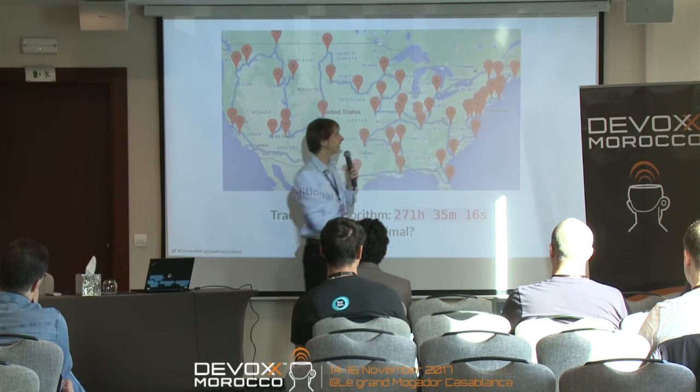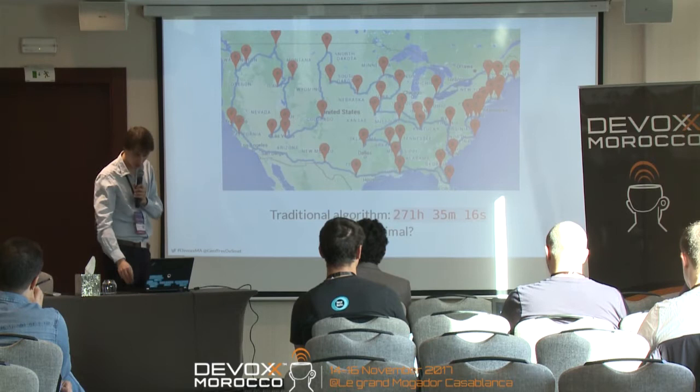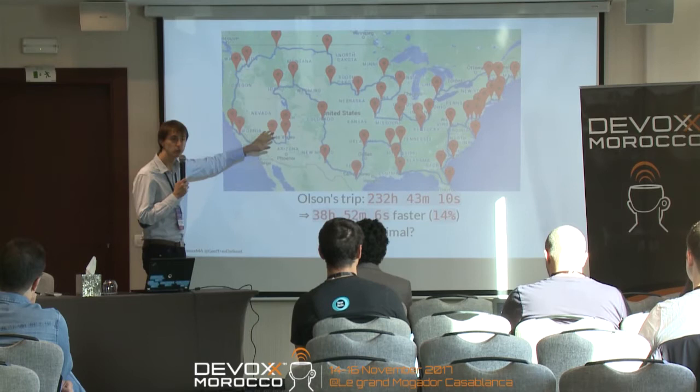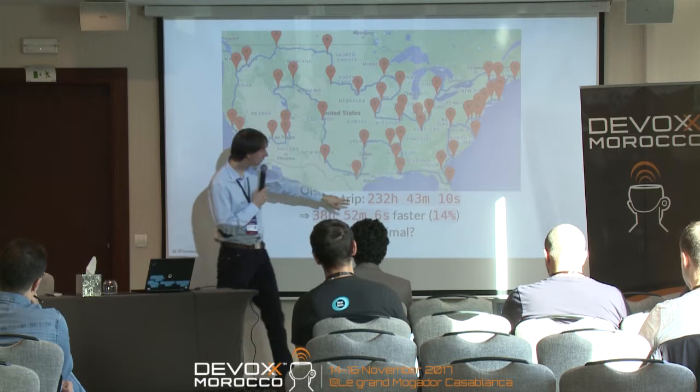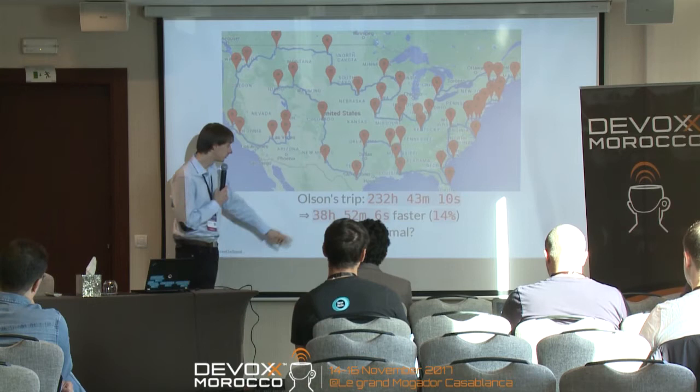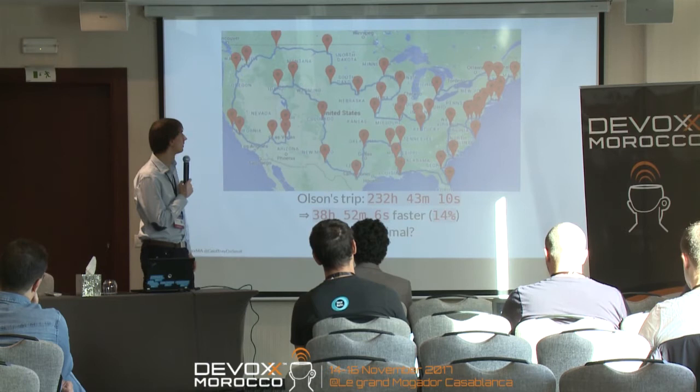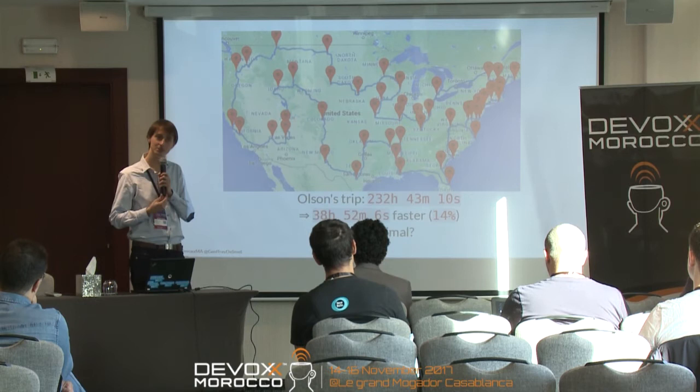Now, okay, we have 271 hours, right? And this is the solution that the newspaper articles printed. The newspaper article said this is the optimal solution, right? And this one is 232 hours, so it's 14% faster, right? That saves us 38 hours. And this is done with a pretty sophisticated algorithm. And now the question is, is it optimal? According to the newspapers, this is all optimal, but, you know, are newspapers telling the truth?